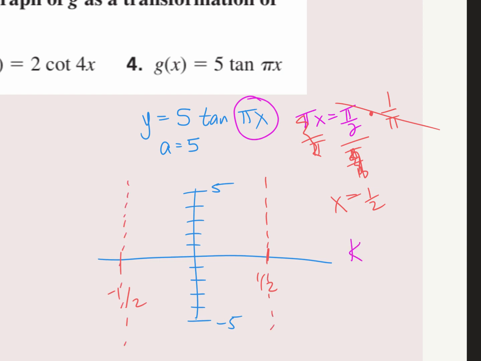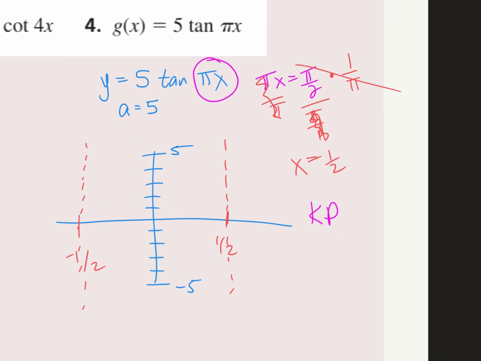And then how do you find your key points? What do you do with your asymptotes? Multiply it by 1/2. So 1/2 times 1/2 equals 1/4. So it's going to be here. Where's the other one? Negative 1/4. So I have 1 point at 1/4, positive 5. I have 1 point at negative 1/4, negative 5.